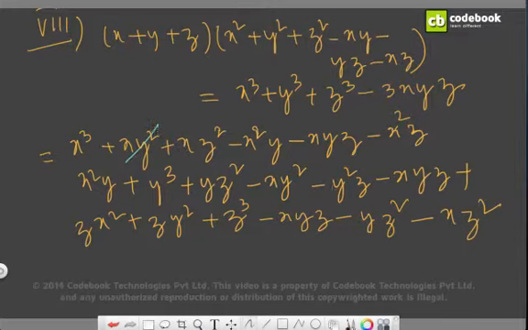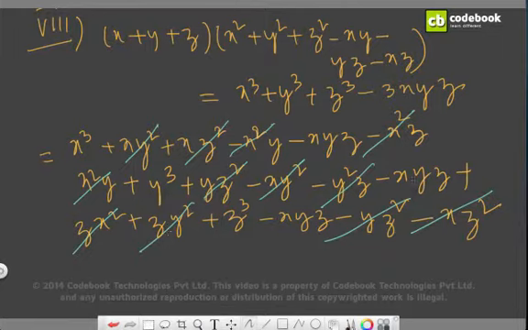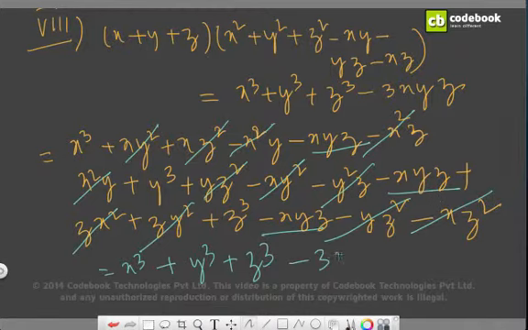xy square and minus xy square get cancelled out. xz square and minus xz square get cancelled out. Minus x square y gets cancelled out. Minus x square z and x square z get cancelled out. Similarly, yz square and minus yz square get cancelled out, and y square z gets cancelled out. So you will remain with x cube plus y cube plus z cube, and there are 3 xyz terms. So minus 3xyz. So that's your RHS.